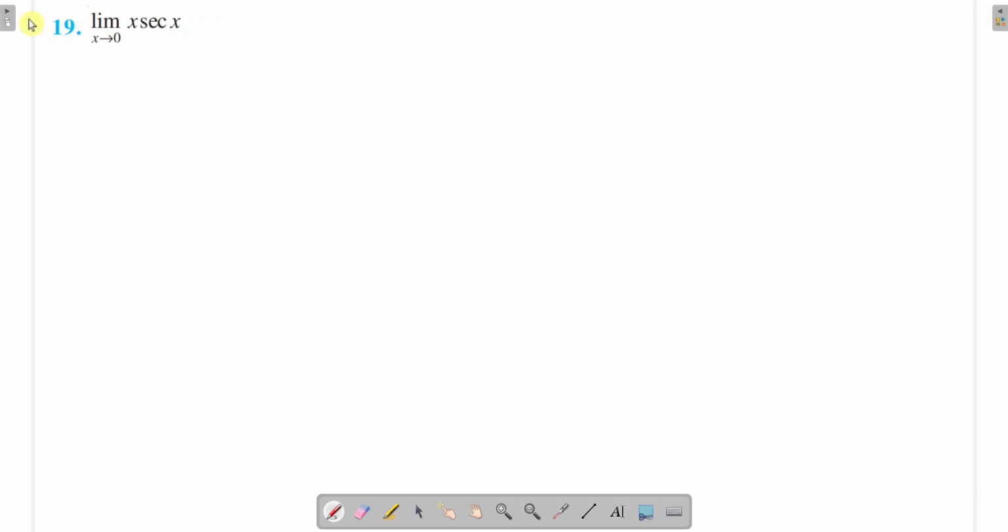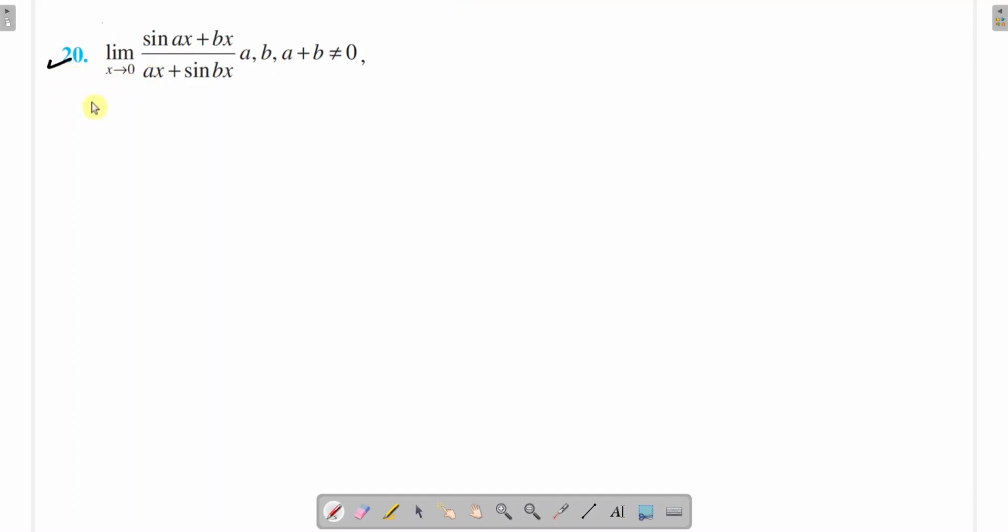Now let us go to the next, 19th. Here you have to just evaluate the limit. So substitute the point in the function. So 0 times sec of 0. What will we get? Sec 0 is 1, or you can write this as 1 by cos of 0. So 1 by 1, which is 1. So this is equal to 0. Let us go to the next.